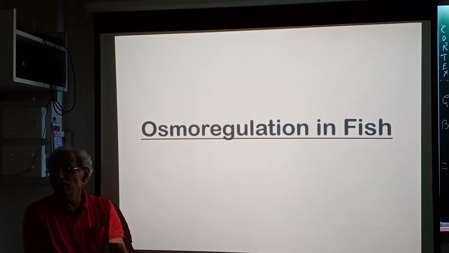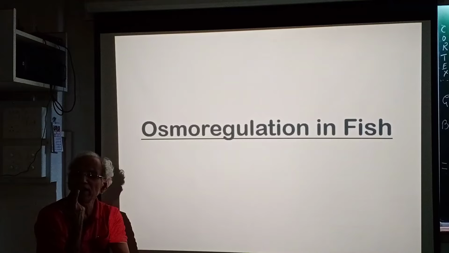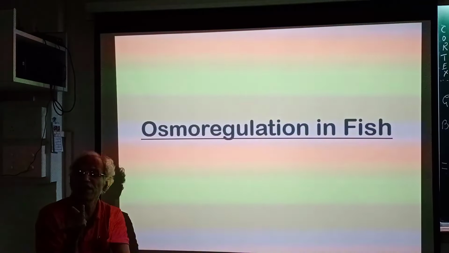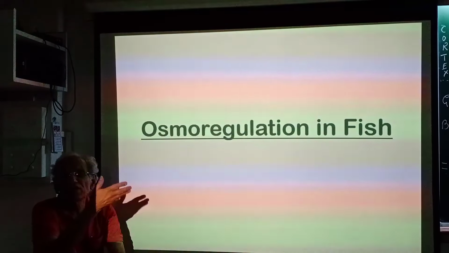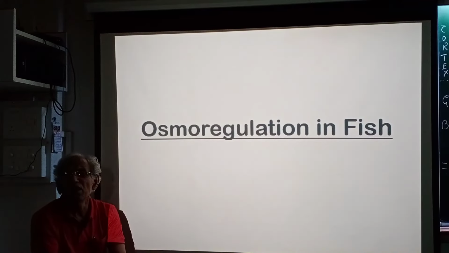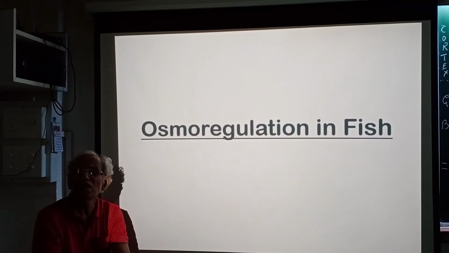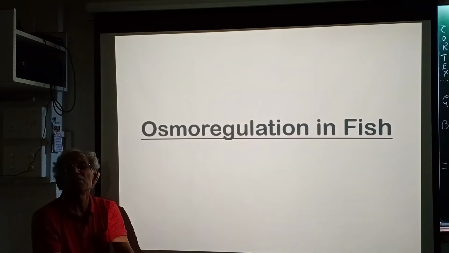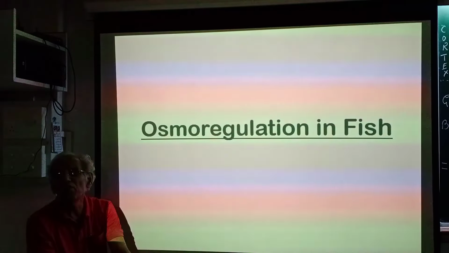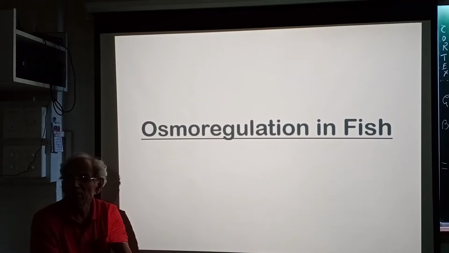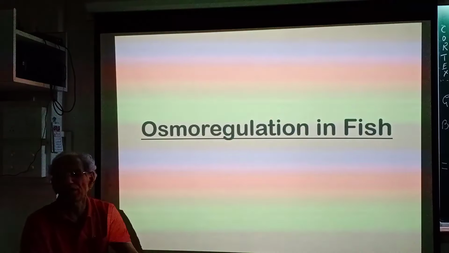Now, kidneys are already doing it. Fish also have kidneys, and fish kidneys can do it. Then why is this specially mentioned? It is because fishes have their own problems. Kidneys of the fishes are doing osmoregulation, but there are some additional things which nature has provided to them, because of which they can do their osmoregulation better.